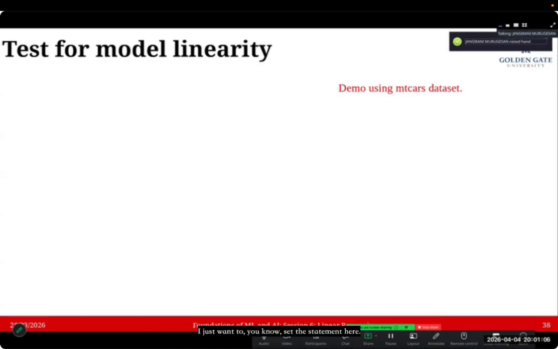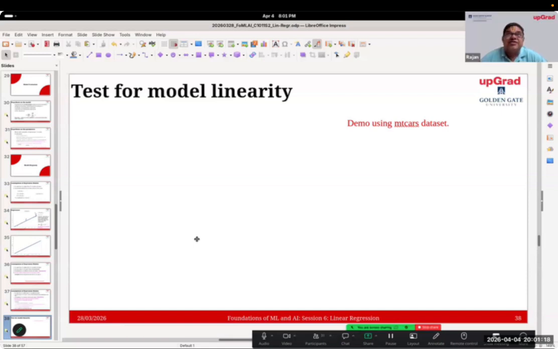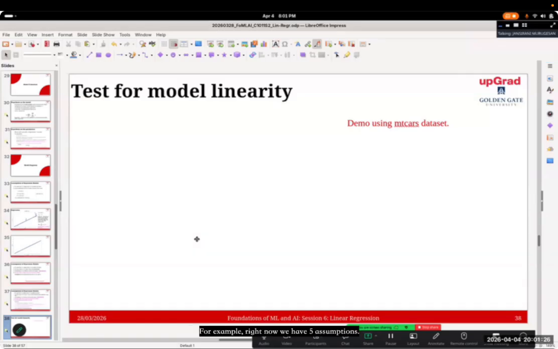Yes, John, go ahead. I just want to restate the question here. A more interesting question would be, these assumptions are based on my data. If my data is not as the assumption requires, then it's not based on the data. For example, right now we have 5 assumptions.